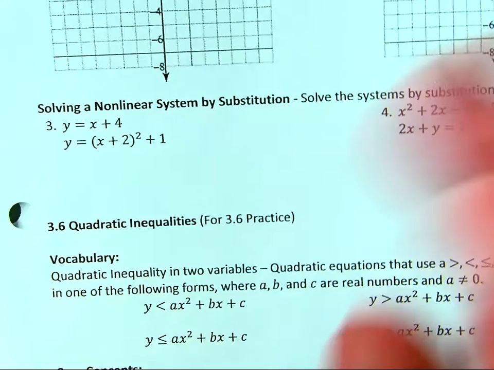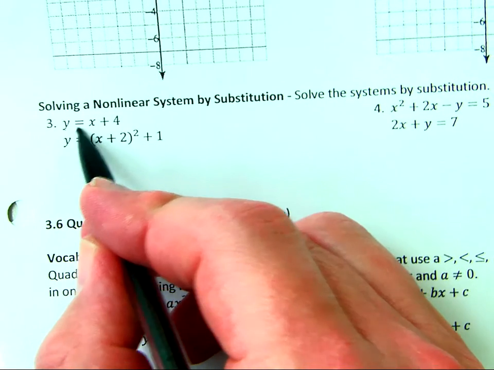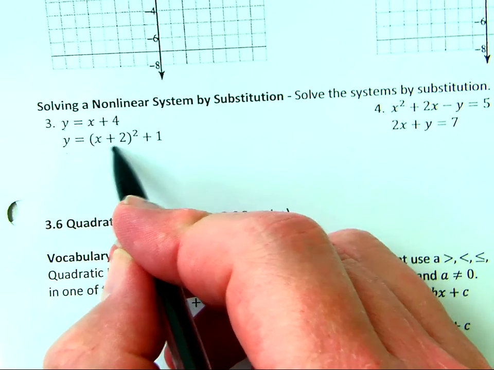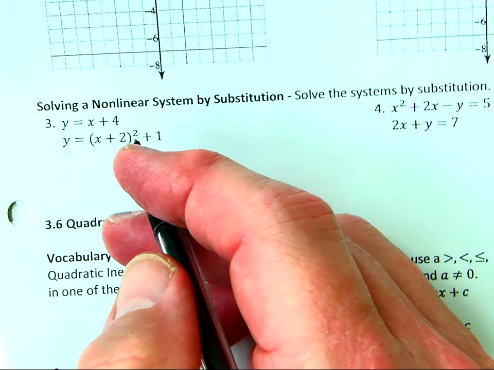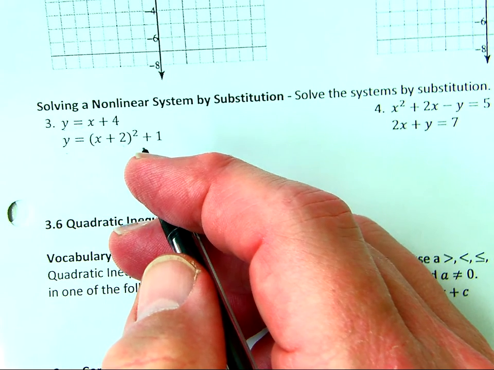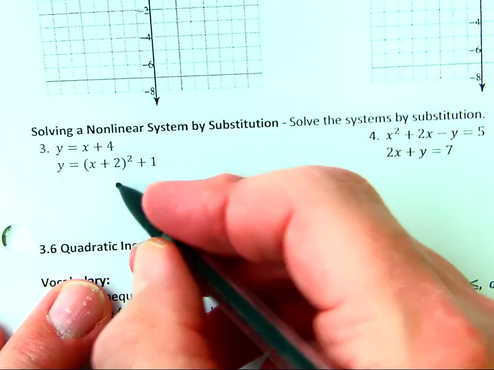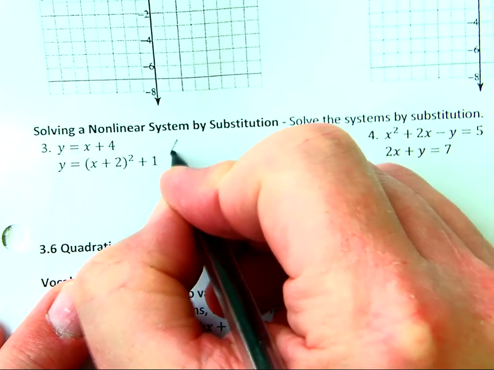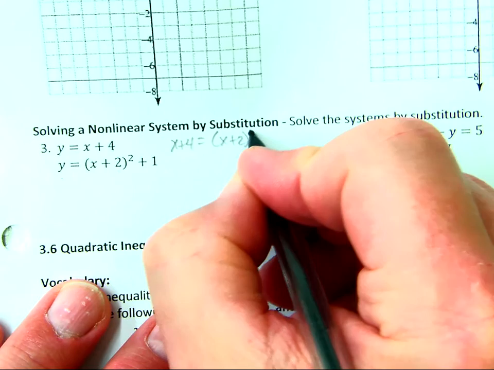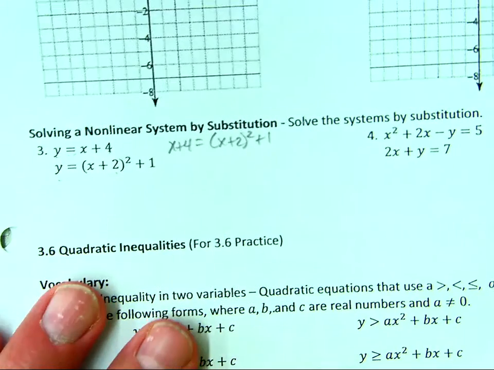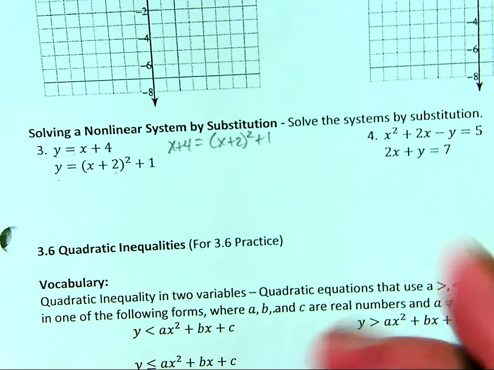Now, by substitution, it takes a little longer. Here, if I tell you that y equals x plus 4 and y equals x plus 2 squared plus 1, if they both equal y, by the transitive property, shouldn't they both be equal to one another? That's what we do by substitution. We want to find out where those are equal. So we're going to take the first one, x plus 4, equals the second one, x plus 2 squared plus 1. So we set them equal to each other. That's where they'll cross, where they're equal, where their y values are equal.